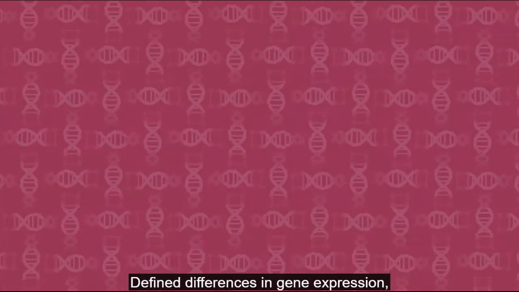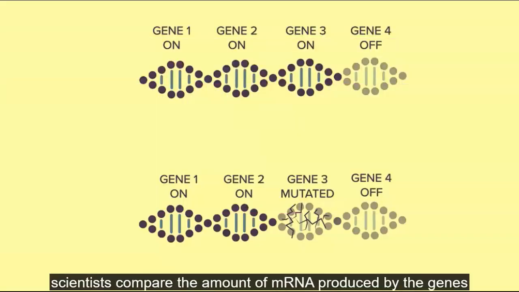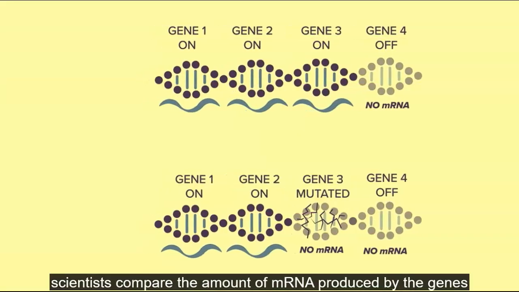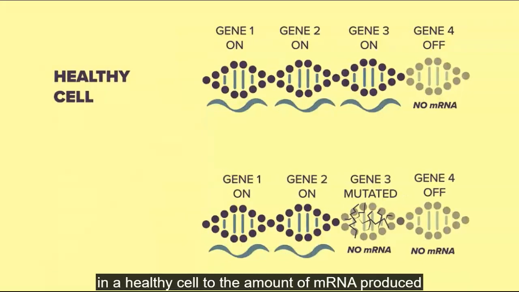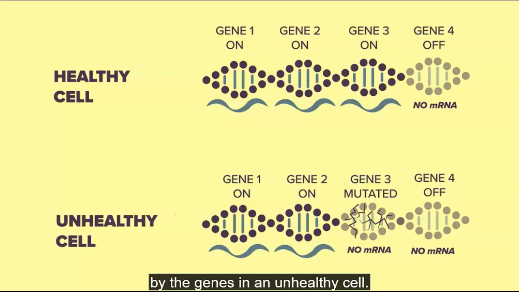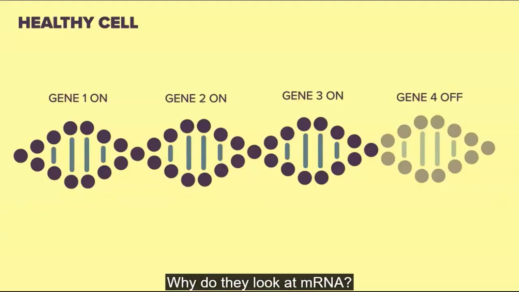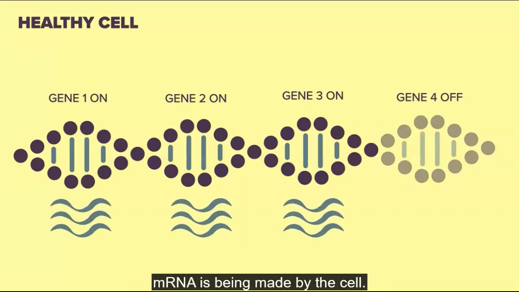To find differences in gene expression, scientists compare the amount of mRNA produced by the genes in a healthy cell to the amount of mRNA produced by the genes in an unhealthy cell. Why do they look at mRNA? Because if a gene is being expressed, mRNA is being made by the cell.